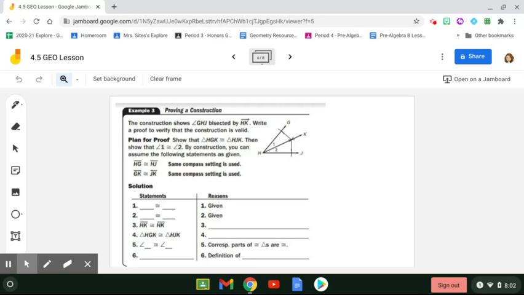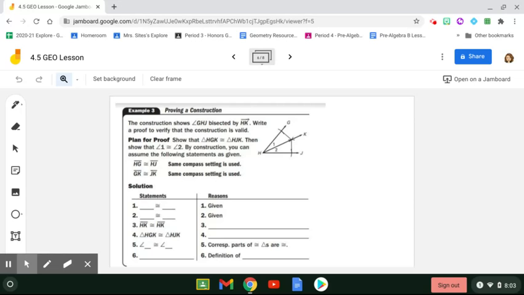So if you look in the plan for the proof, you're showing that triangle HGK is congruent to triangle HJK. Then you're going to show that angle 1 is congruent to angle 2. By construction, you can assume that the following statements are also given because you're setting your compass at a certain setting. So we can say that HG is congruent to HJ, and we can also say that GK is congruent to JK. So I'm actually going to write down those two statements right now.